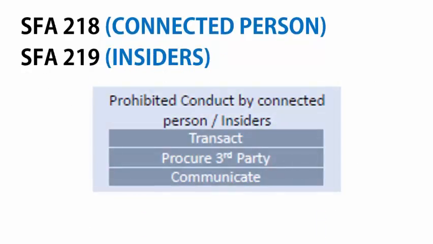SFA 218 refers to the rules pertaining to connected persons, and SFA 219 is pertaining to insiders. In both these sections, connected persons and insiders are not supposed to transact while holding on to market sensitive data. They are also not allowed to procure a third party to trade for them, and of course they are also not allowed to communicate this market sensitive data.